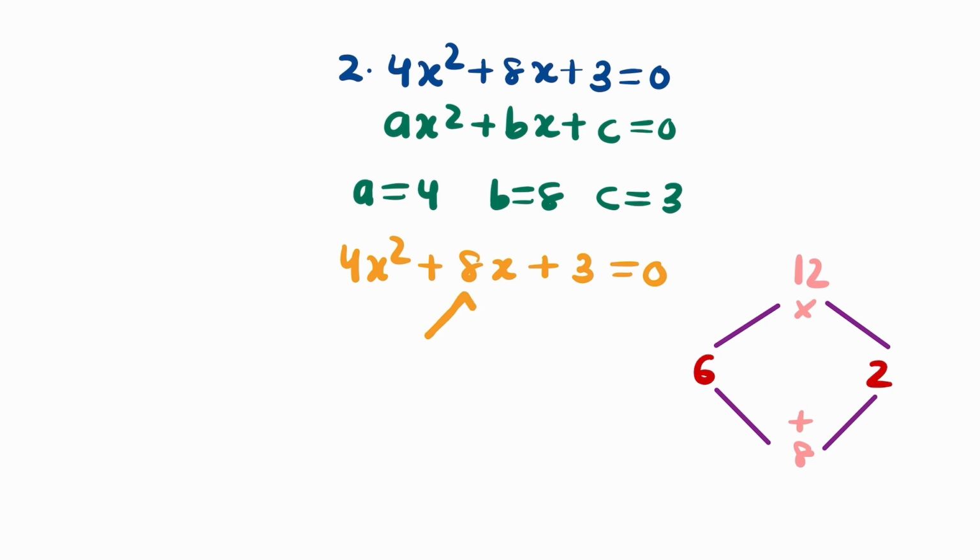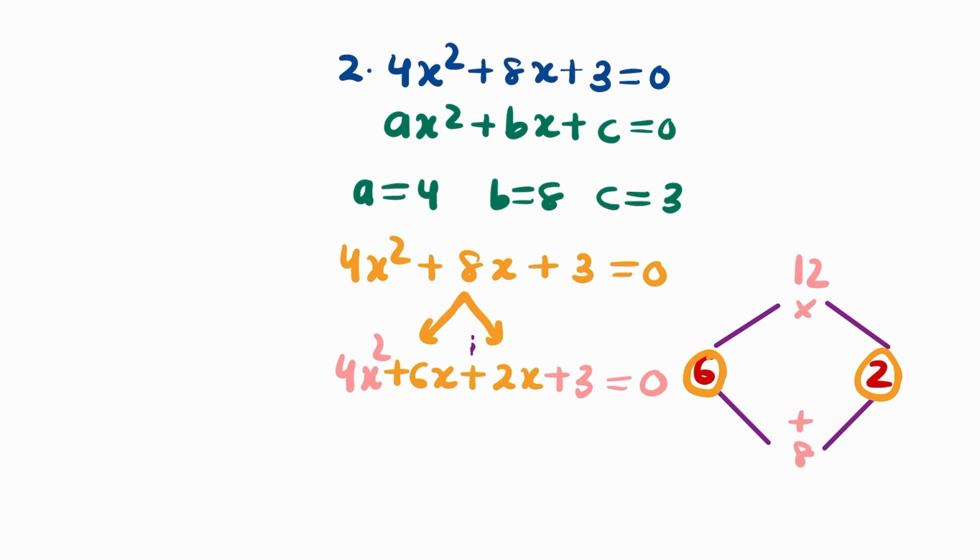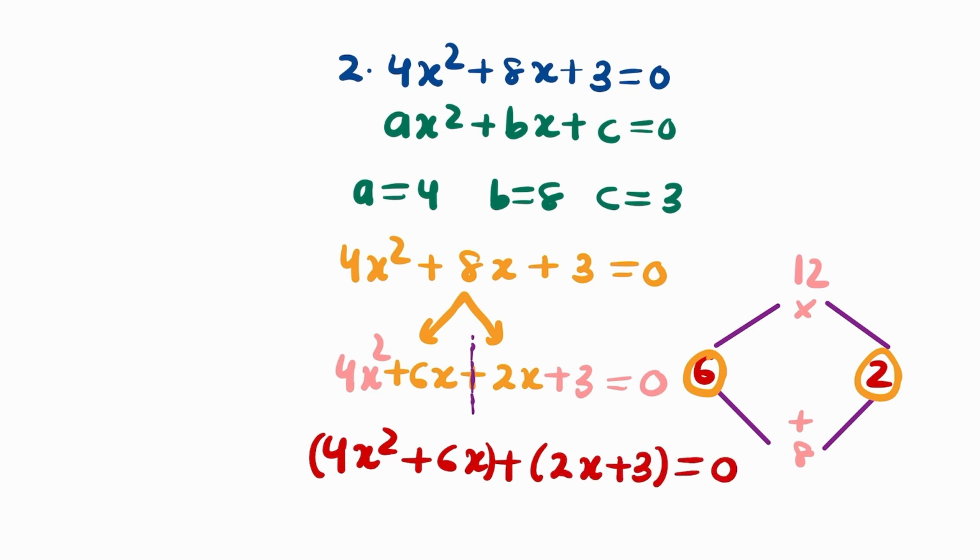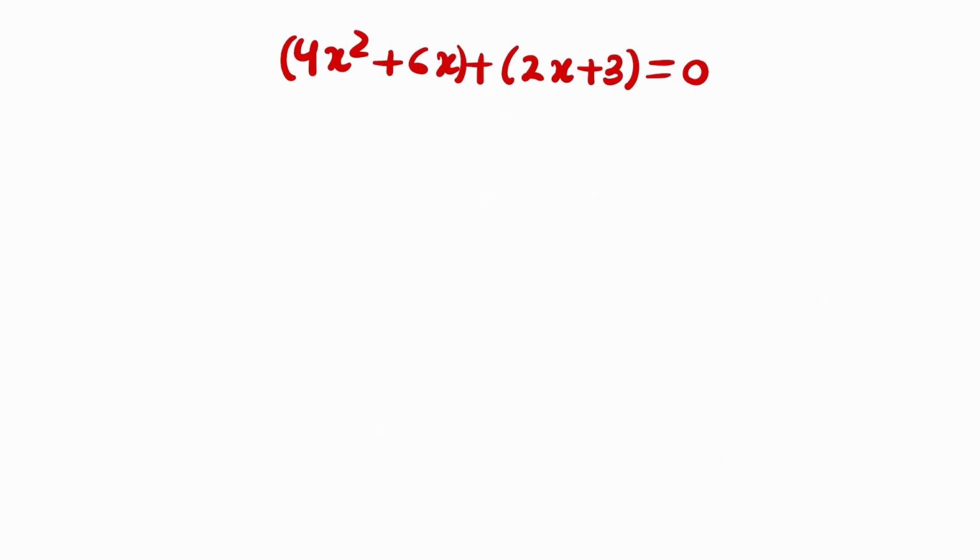Now after this, we can rewrite the b term in terms of the factors that we found here, 6 and 2. So we can rewrite it as plus 6x plus 2x. And then after that, we can rewrite the rest of the equation, 4x squared plus 3 equal to 0. And after this, what did I ask you to do? We had to split the equation into two halves like this. So what will be there after we split the equation into two halves and separate it into brackets? 4x squared plus 6x in one pair of brackets plus 2x plus 3 within the other pair of brackets equal to 0. And then after that, what should we do? We should factorize each pair of brackets.